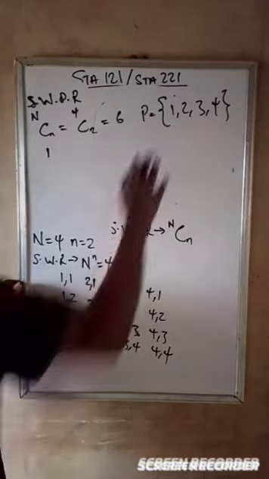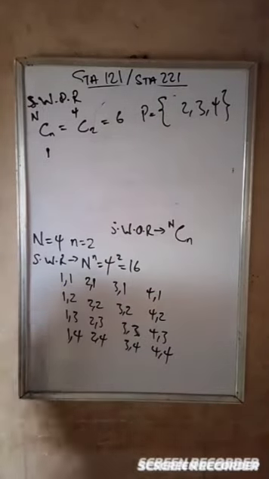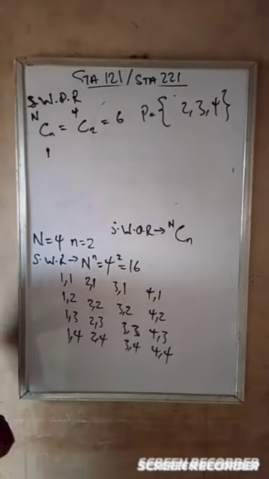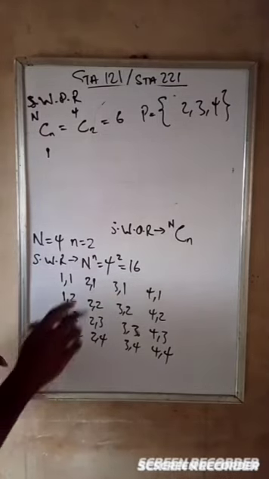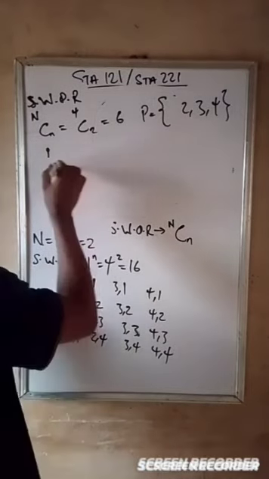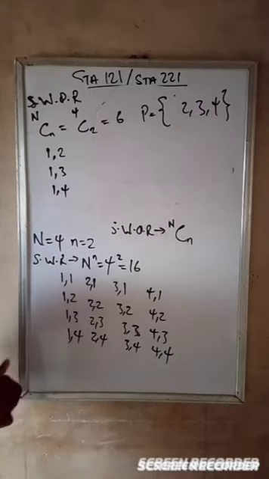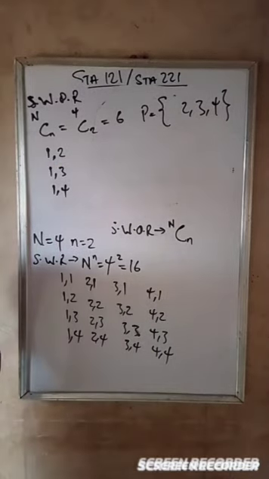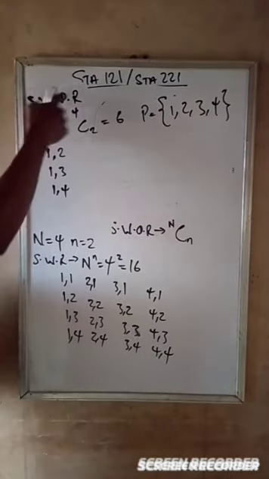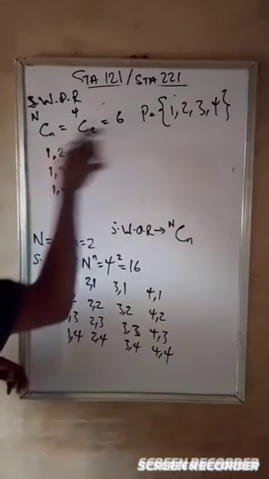Once I pick 1, what am I left with? I'm left with 2, 3, 4. And with our basic knowledge in Stat 121, probability, introduction to probability, I can pick any of these 3 in how many ways? 3 ways. That is, I can have 1, 2, I can have 1, 3, and I can have 1, 4. Are you following? Now, you notice that for without replacement, I don't have anything like 1, 1. It's not possible.